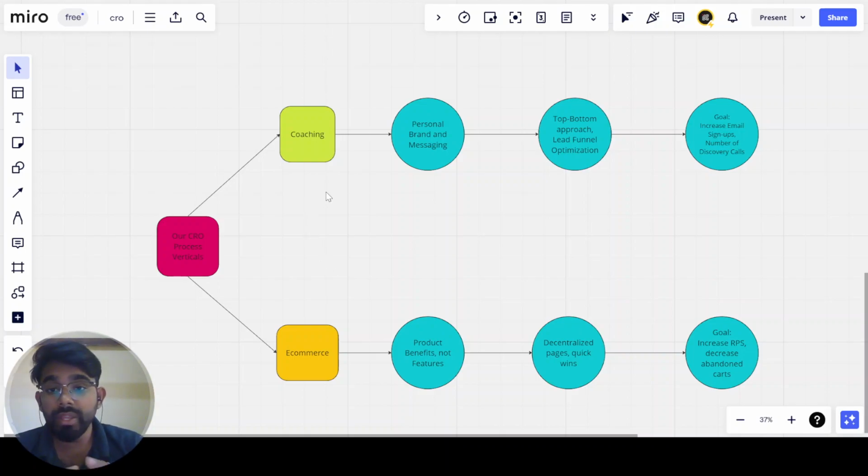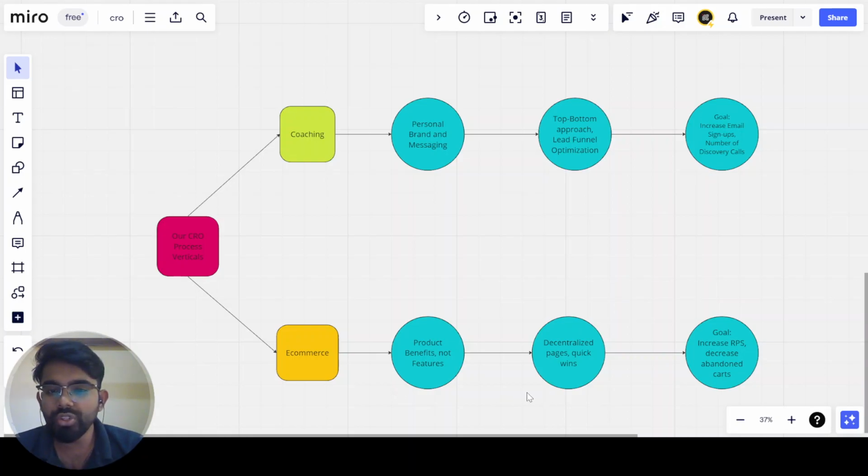So for coaching, we'd mainly focus on personal brand and messaging because that's what people like in a coaching or consulting business. We'd follow a top-down approach in the website and also optimize your lead funnels as well. The goals for a coaching website would be to increase email sign-ups and the number of discovery calls, to name a few. And for e-commerce brands, we'd be focusing more on product benefits and not the features, to encourage customers to buy the products and increase sales.